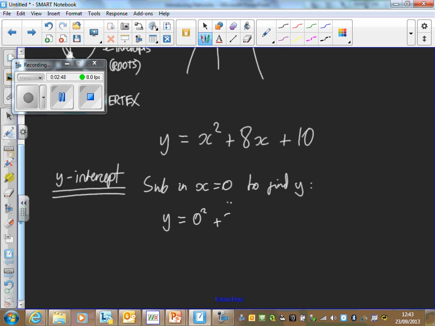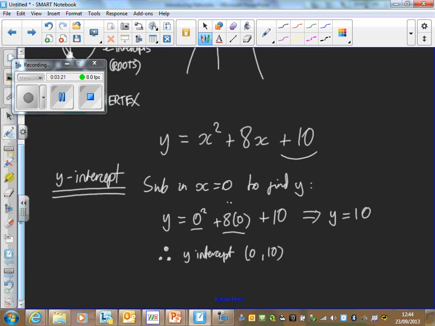In this example, we get y is equal to 0 squared plus 8 lots of 0 plus 10. 0 squared plus 8 lots of 0 is just 0, so that means y is equal to 10. The y-intercept, therefore, is at 0, 10.